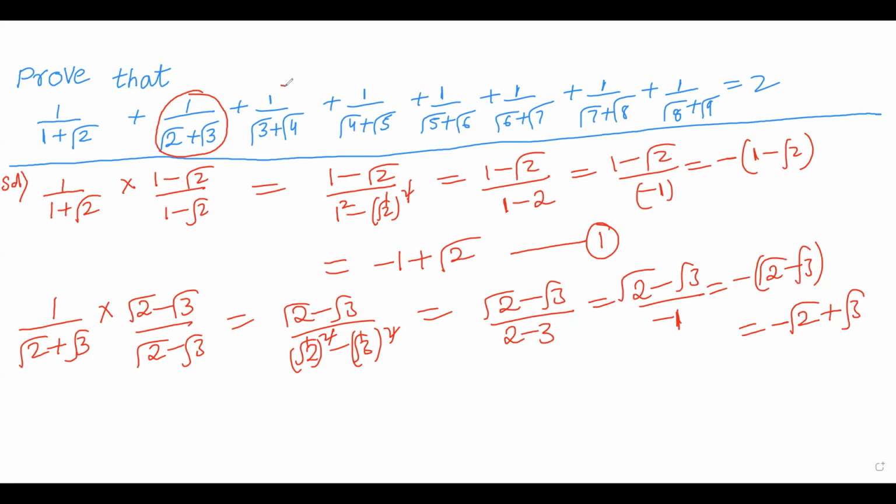Next term, third term is 1 by root 3 plus root 4. Let's start. This is the second equation. Last, third term, 1 by root 3 plus root 4. Rationalizing factor is root 3 minus root 4.